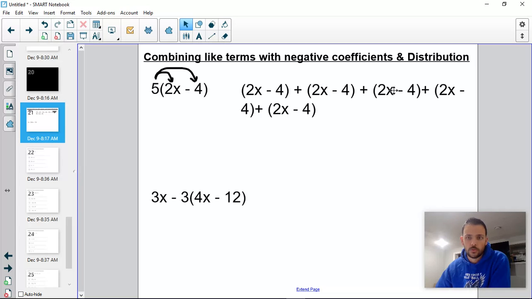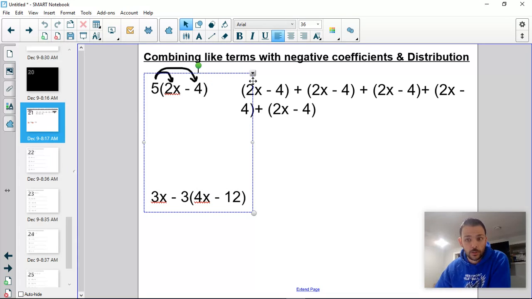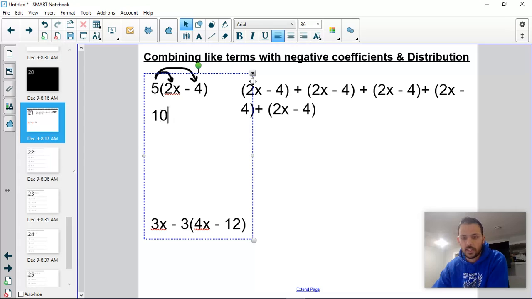So 1, 2, 3, 4, 5 2x's, all right? So we can multiply, right? Or we can do the repeated addition, right? When you write it all like that, you can do the repeated addition. So this makes 10x, right? 2, 4, 6, 8, 10 x's. And then I have 1, 2, 3, 4, 5 of the minus 4s as well. So 5 times the negative 4 is minus 20.